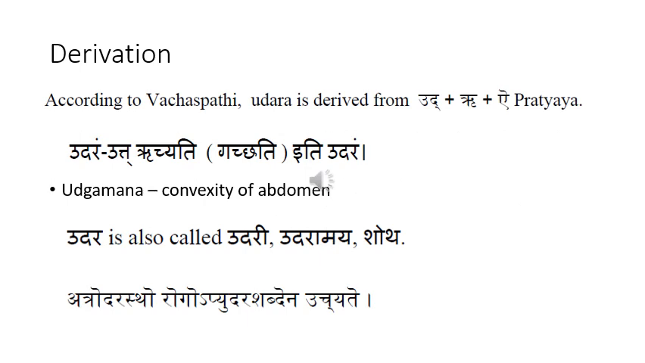We'll see the derivation of Udara. According to Vachaspati, the term Udara is derived from Ud plus Ra plus A pratyaya. Utruchadi Gachadidi Udaram, or the term Udgamana is being explained, that indicates the convexity of the abdomen. So it's derived from Udgamana, or the convexity of the abdomen. It's also called Udari, Udaramaya or Shodha, since there is accumulation and edematous distension. Atra udarastho rogo api udara shabdena uchyate. The term Udara Shabda has been given because the disease is manifesting in the Udara Pradesha.